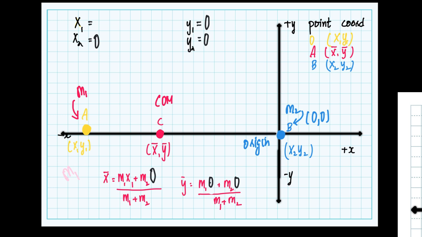See, x1 is the distance, this distance, right? Distance AB. We know that the objects are kept at a distance of r from each other, which means the coordinate of A should be equal to r. Am I correct here? Or is there a mistake that I made?